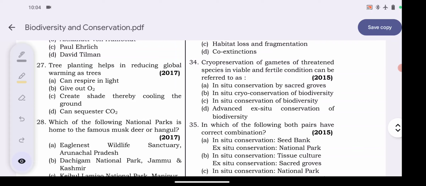Next is 34. Cryopreservation of gametes of threatened species in viable and fertile condition can be referred to as: Option A, in situ conservation by sacred groves. Option B, in situ cryoconservation of biodiversity. Option C, in situ conservation of biodiversity. Option D, advanced ex situ conservation of biodiversity. First of all, cryopreservation comes under in situ conservation. So here the answer will be option C, in situ conservation of biodiversity.